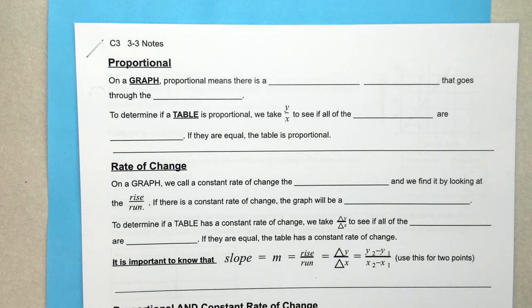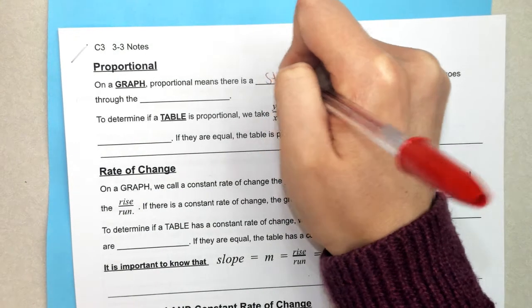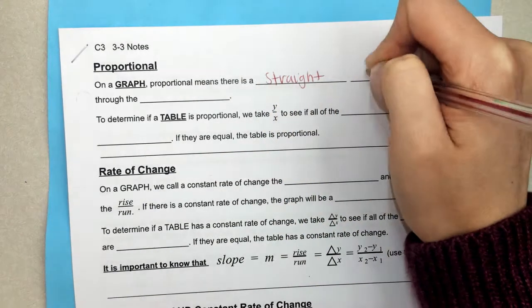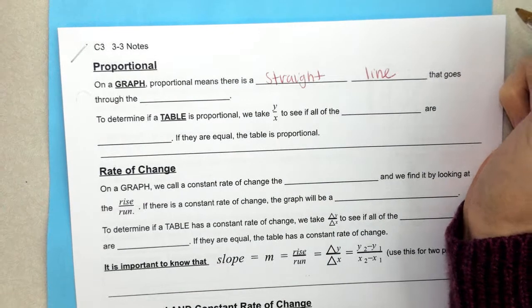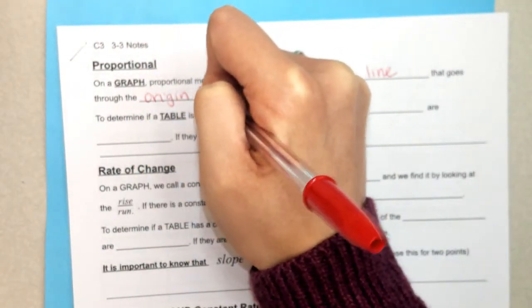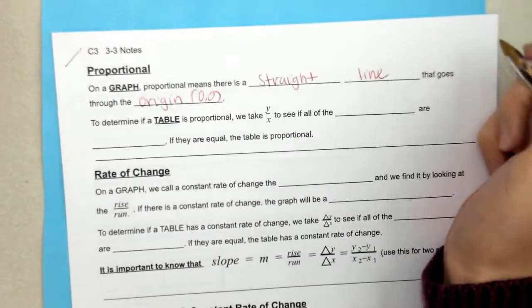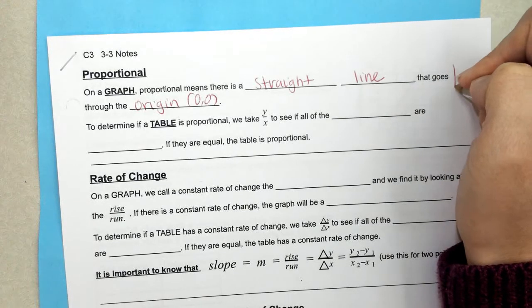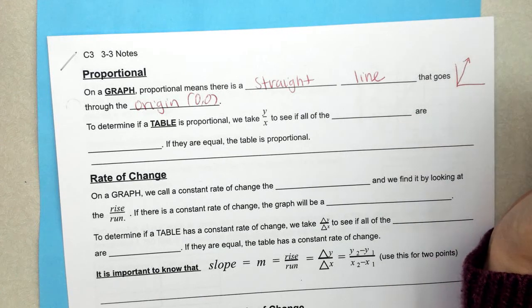So the first part says, on a graph, proportional means there is a straight line that goes through the origin. And remember, the origin is 0, 0. So on a graph, that's a straight line that goes through 0, 0.